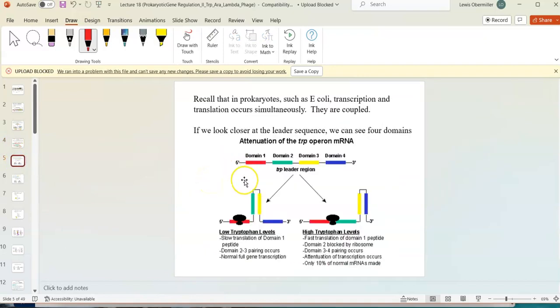All right. So these are the stem loop structures that are produced. If tryptophan is low, the ribosome pauses, right? Then domains 2 and 3 bind to one another. In this shape, in low levels of tryptophan, this is not going to terminate the polymerase. So the ribosome, remember, has an effect on the RNA polymerase, and so it will not terminate the RNA polymerase until transcription occurs.